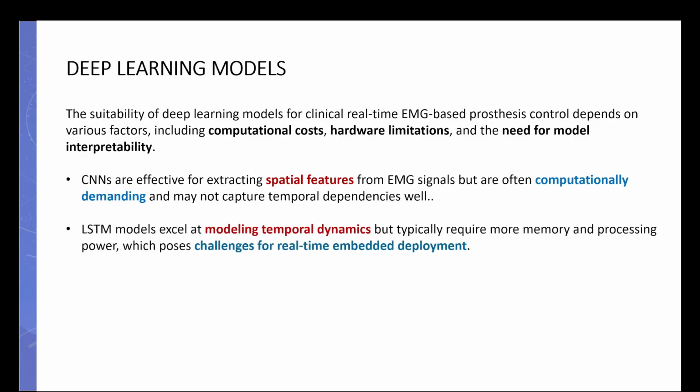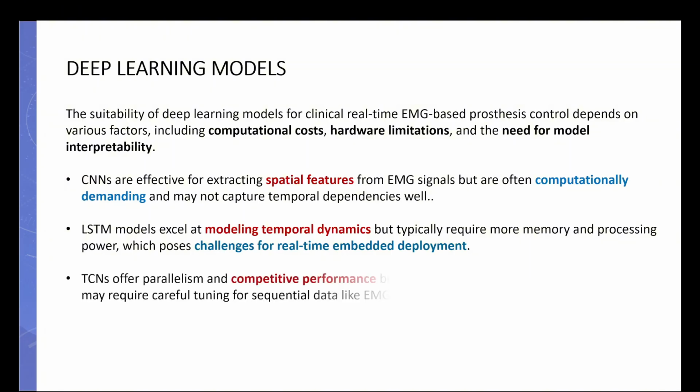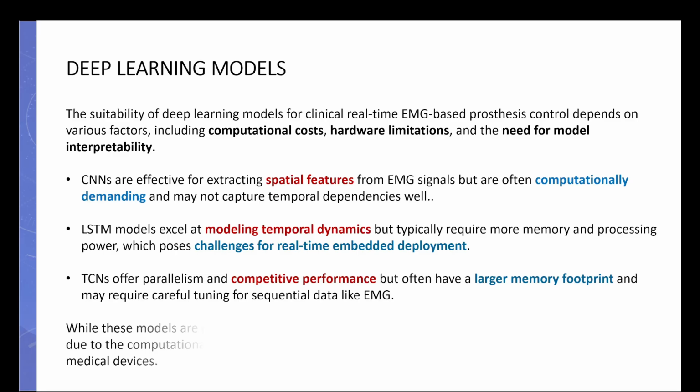LSTM models, on the other hand, excel at modeling the temporal dynamics, but they require more memory and processing power, which poses challenges in real-time embedded deployment. TCNs offer parallelism and competitive performance, but they also have a problem in terms of large memory footprint. They may require tuning basically.